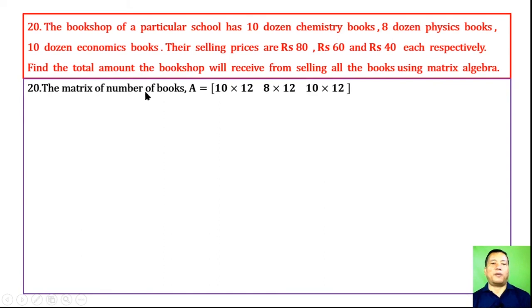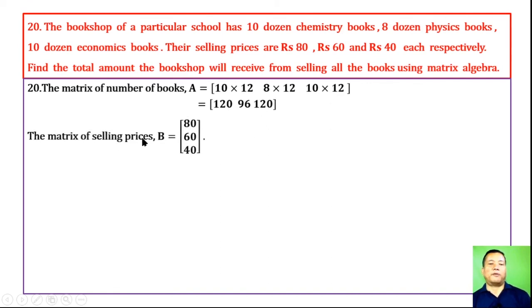The matrix of the number of books A, in dozens: 10 into 12, 8 into 12, 10 into 12. So the matrix of the number of books is 120, 96, 120.